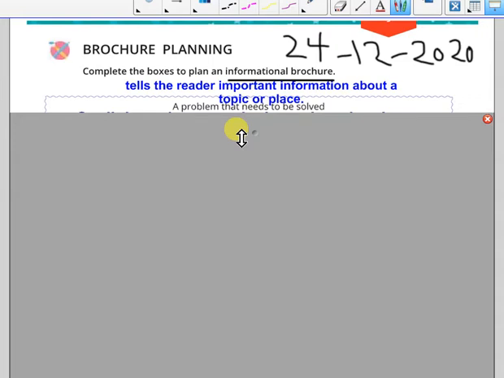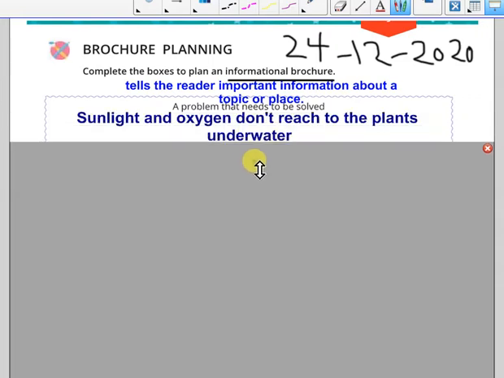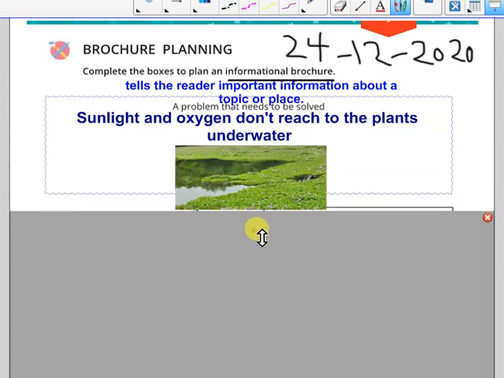What is the problem that needs to be solved? This problem is about the hyacinth plant, or Nile plant. The Nile plant blocks the sunlight from reaching the plants under the water. So sunlight and oxygen don't reach the plants under water. This is a problem, and we need to solve it. How can we solve it?